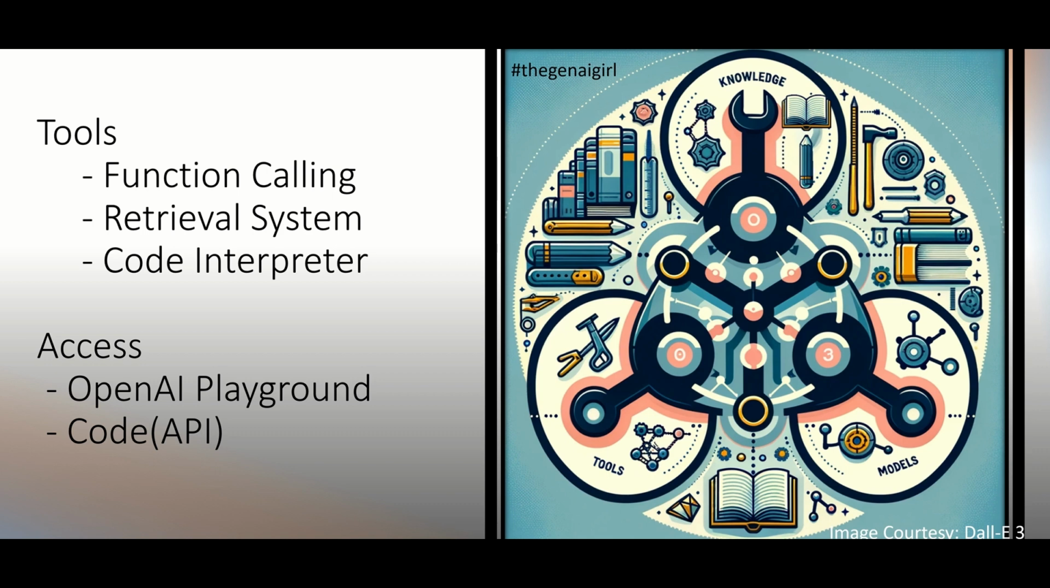OpenAI has plans to expand this tool set with more in-house tools, and eventually you will be able to add your custom tools to the mix on their platform. You can create these assistants either on the OpenAI playground or using code. I'll be doing a series of videos on assistants, and this is the first episode, where I'll be creating an assistant using the retrieval system on the OpenAI playground. So let's get started.